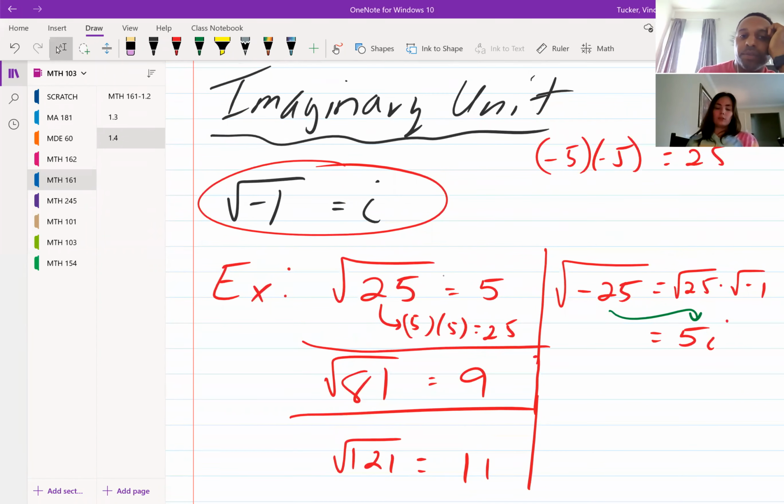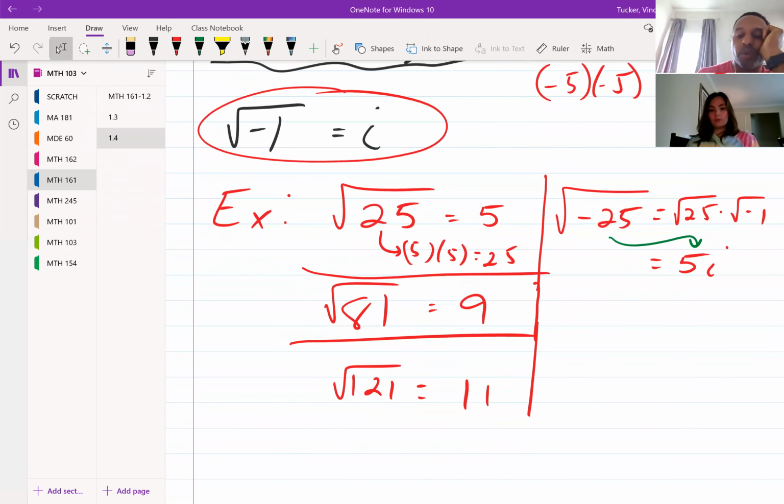This is our imaginary unit. The square root of -1 is equal to i, for imaginary. When you look at the square root of anything, you're asking yourself what times itself twice will give you the number that's under the radical. That's why the square root of 25 is 5: 5 times 5 gives you that 25.